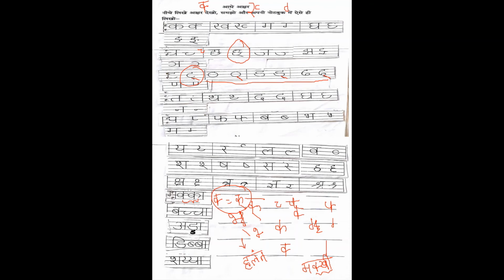Okay, ch, chh, j, jh, t, th, d, dh, t, th, d, dh. Okay, a circle should be there. P, f, b, bh, like that. These are the half letter words. You remember y, r, l, v. These half letter words you remember.